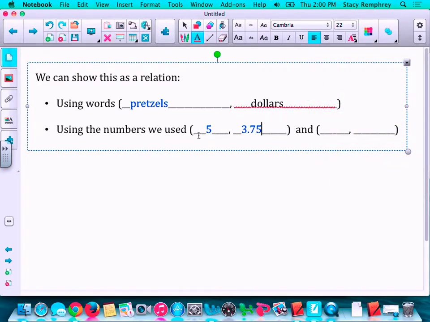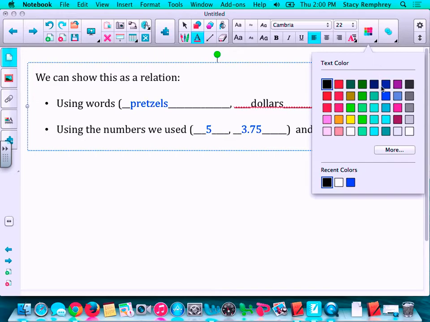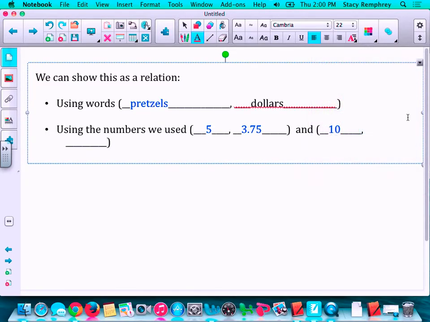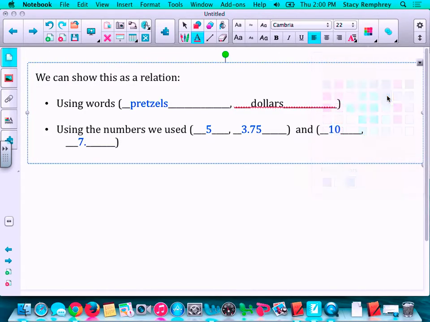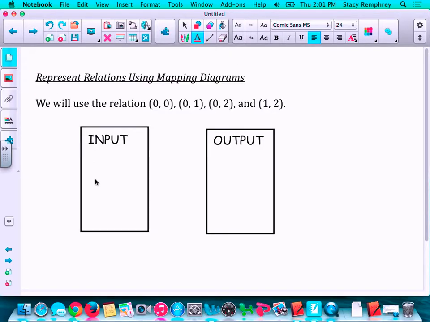So you see how it's an ordered pair, just like you plug them in on a graph. 5, comma, $3.75. And our other one we plugged in was 10. And when we plugged in 10, what did we get back? $7.50. So a relation is just a comparing of 2 numbers. This is the number I started with. This is the number I got back. We can map relations.